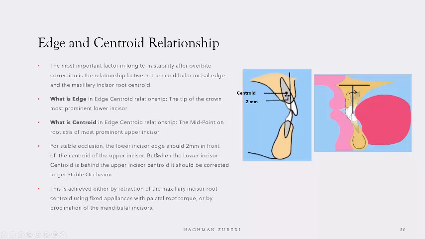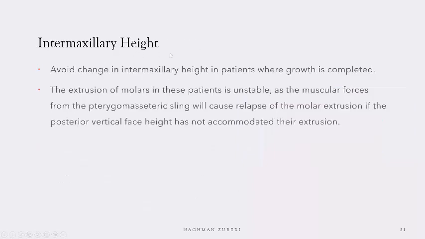What would be the relationship? When the lower incisor edge is behind the upper incisor centroid, it should be corrected to get stable occlusion. And how can we do that? This is achieved either by retraction of the maxillary incisor root from here to here, the centroid, using fixed appliances with palatal root torque, or by proclination of the mandibular incisor, depending upon the clinical situation. Then comes intermaxillary height.